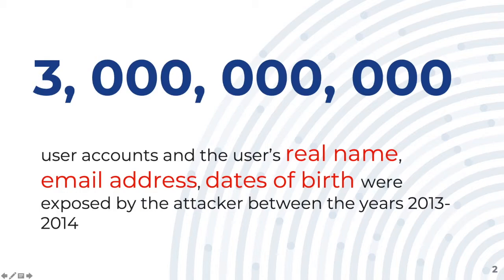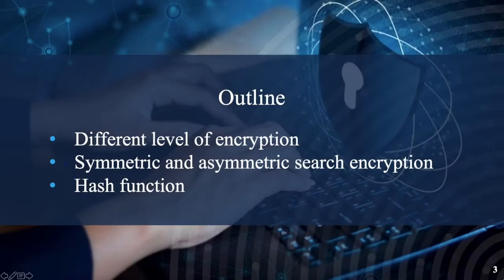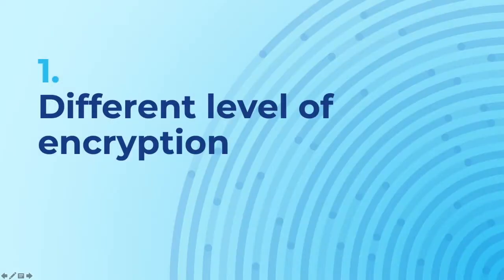year 2013 to 2014. As students who are studying cryptography, we are interested in how the leaks happened and how to protect the data from being stolen or misused with malicious intent. There are many different techniques to make data safe. Today, we will introduce 3 important areas in database encryption: different levels of encryption, symmetric and asymmetric searchable encryption, and hash function. The first part is different levels of encryption.